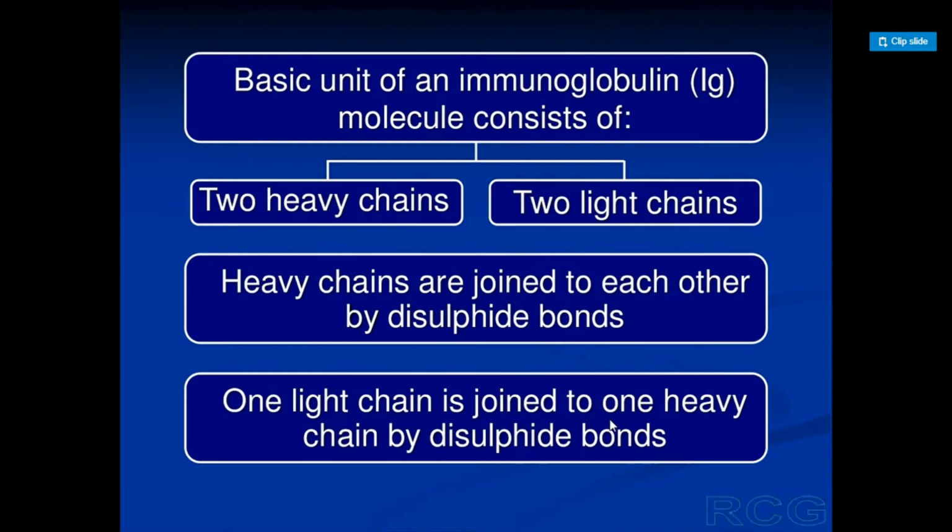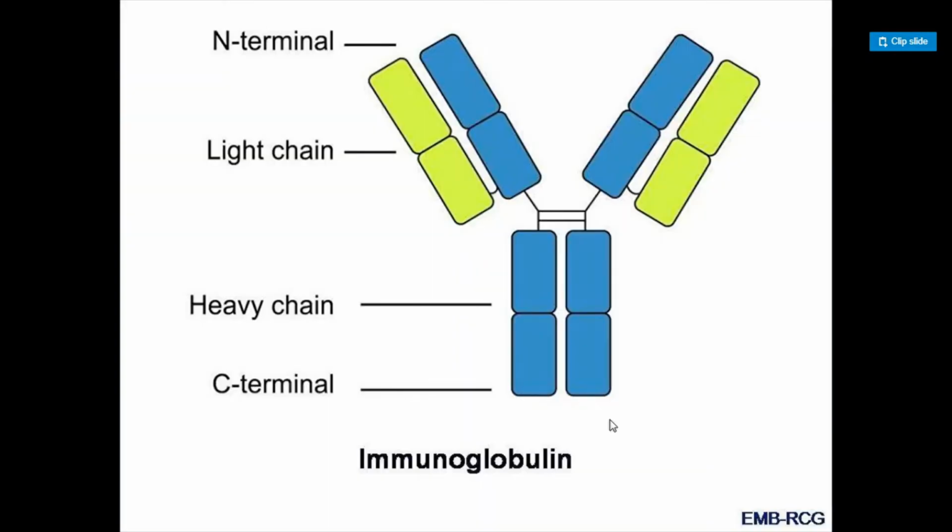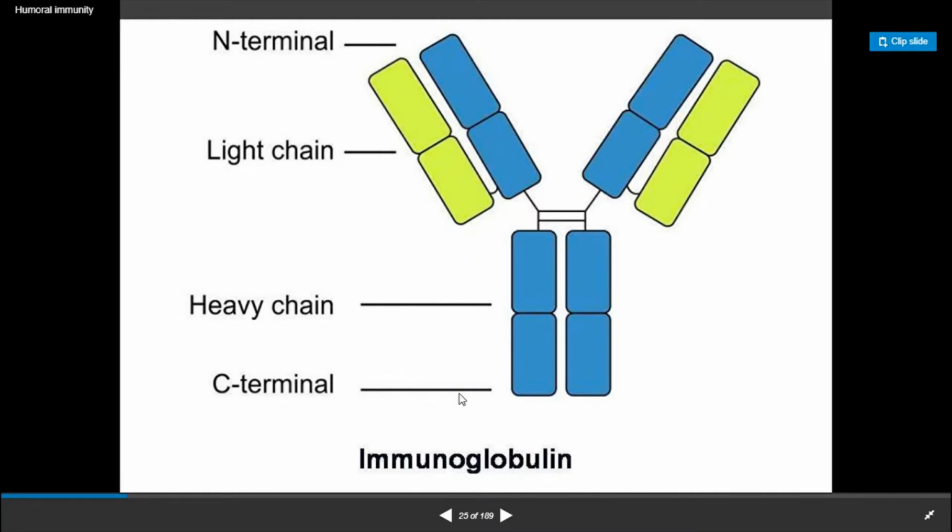The basic unit of the immunoglobulin molecule consists of two parts: the heavy chain and the light chain. Heavy chains are joined to each other by disulfide bonds, and one light chain is joined to one heavy chain by a disulfide bond. Here we have the structure of this immunoglobulin. There is the N terminal and the C terminal. This is the light chain and this is the heavy chain. These are the variable regions and these are the constant regions. There is a disulfide bond, and these are the hinge regions. This is the structure of the immunoglobulin.